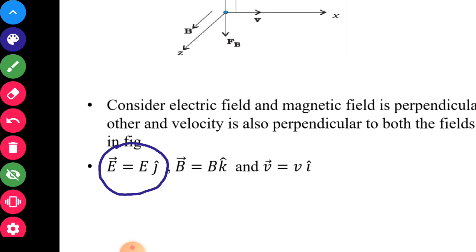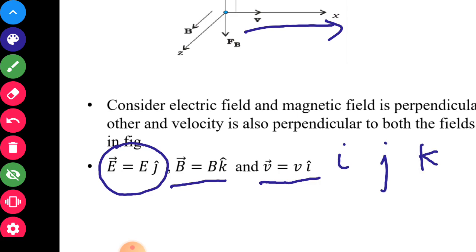Okay, so j cap is the unit vector to show the direction in y direction, and magnetic field can be written as B equal to B k cap, and velocity can be written as V vector equal to V i cap, because velocity is in x direction. So these are the unit vectors i, j and k: i cap shows the unit vector in x direction, j cap is the unit vector in y direction, and k cap is the unit vector in z direction.